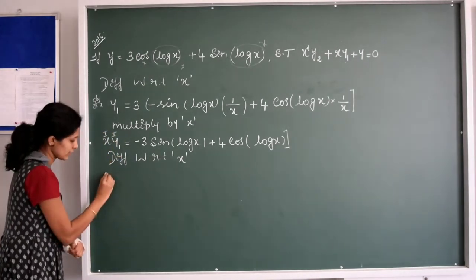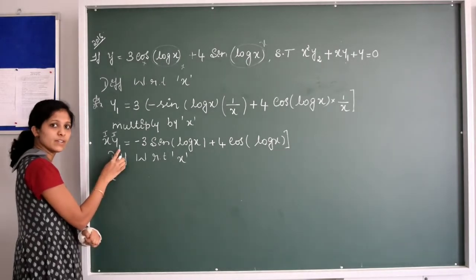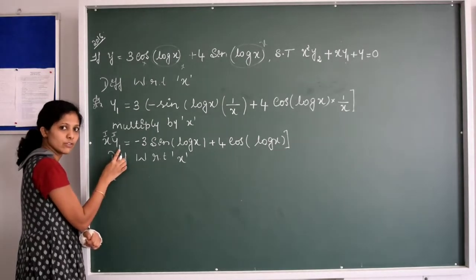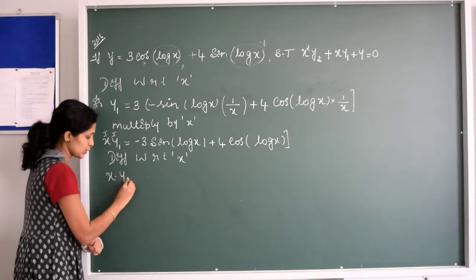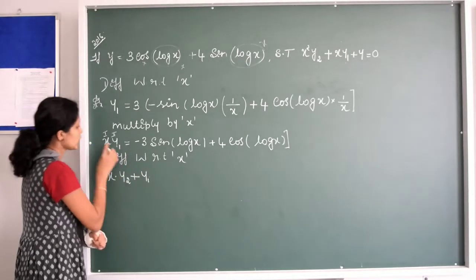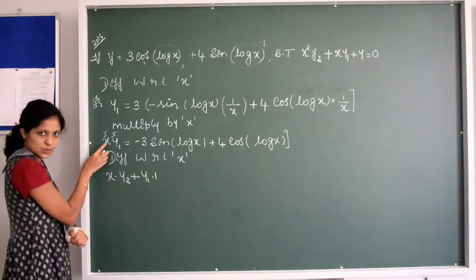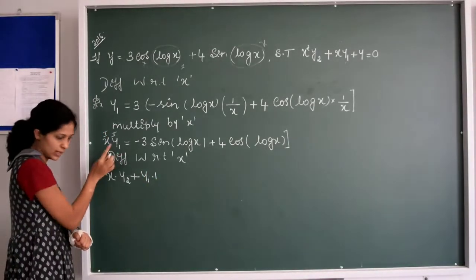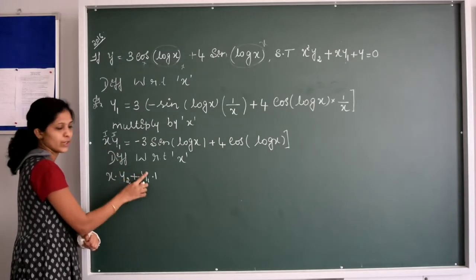Now the first function we write as it is, x, into the derivative of y1. The derivative of dy by dx will be d square y by dx square, so y1 becomes y2. Is it clear? Y2, plus we write the second function as it is, that is y1, into the derivative of x with respect to x, which will be 1. I hope you understood this one.